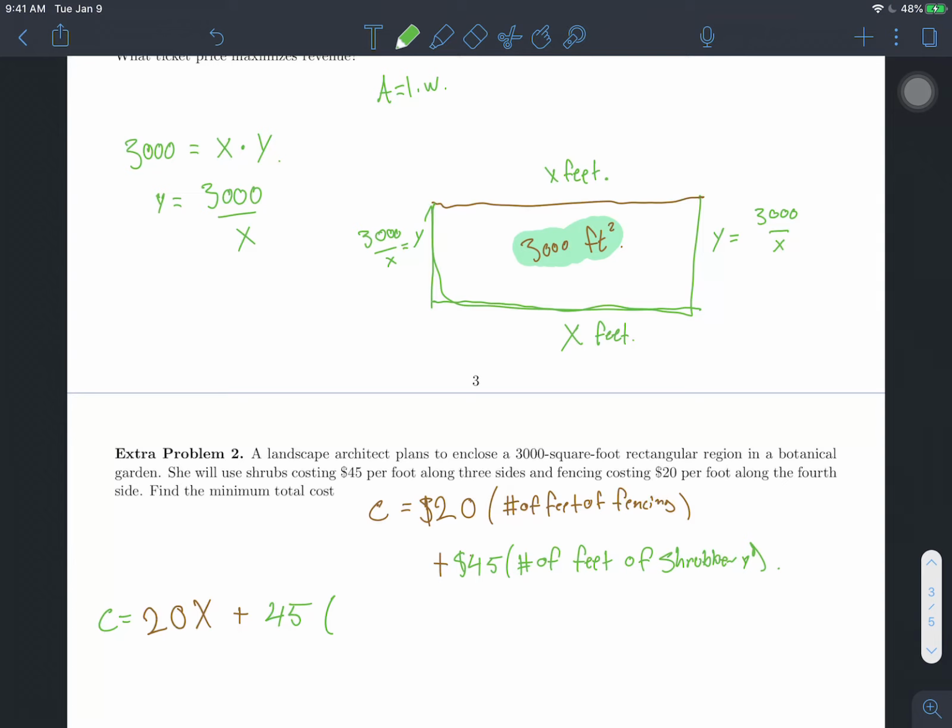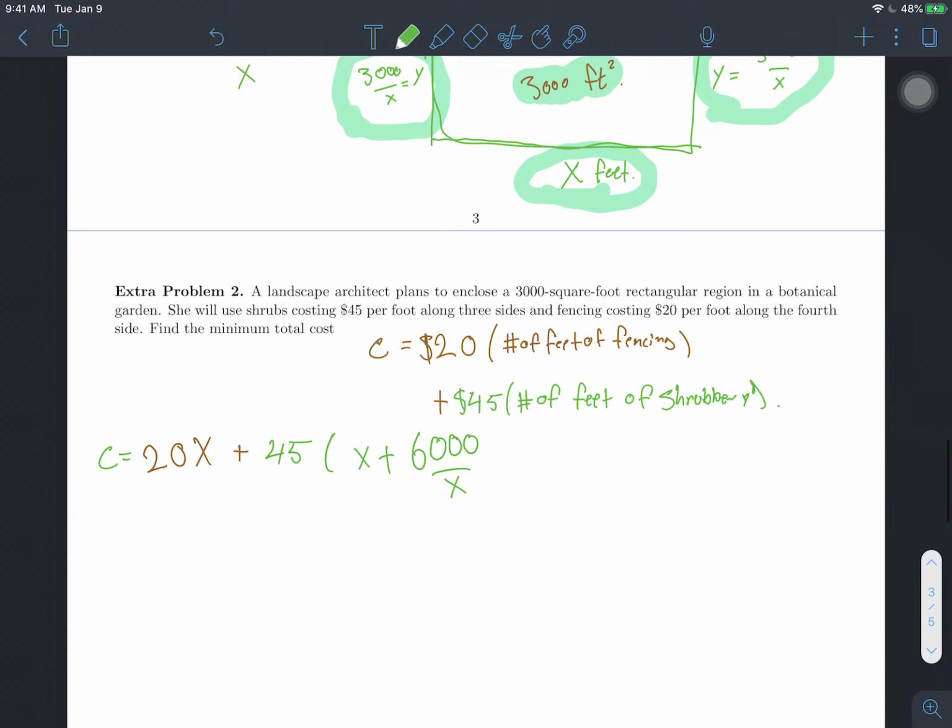Yasmin? It would be like 3,000x, two of those, and then plus the x feet. Yes, very good. It's going to be x plus 6,000 over x. How did I get that? I took the length on this side, and I added it to the length on this side, and I added it to the length on this side. That's the total amount of shrubbery which I have.